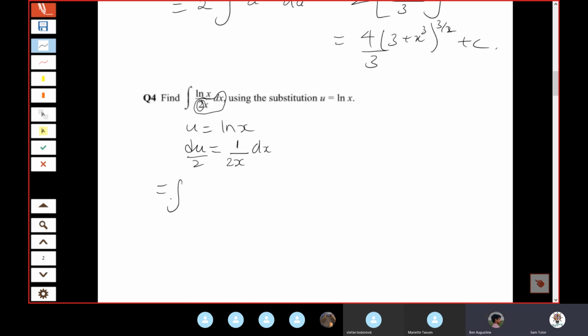Next line, integral. What does ln x stand for? Just u times du on 2. Oh, that's a simple integral now. That just becomes u squared on 2 times 2, because there's a 2 still there, right? Plus c. U is what? U is ln x, so your answer is ln x squared over 4 plus c.